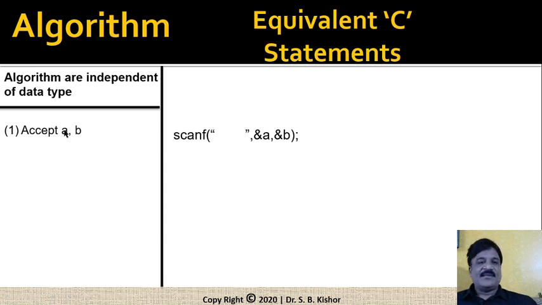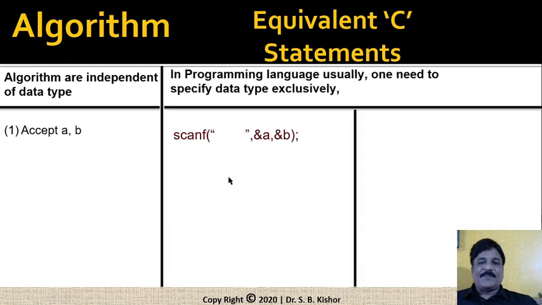So now the question arises. Like I said earlier, algorithms are independent of the data type, but that is not the case when it comes to the C language. C language is basically dependent on the data type. So you need to specify what kind of values you want to accept, whether you want to find the addition of two integers, or two floats, or an integer with a float and so on.